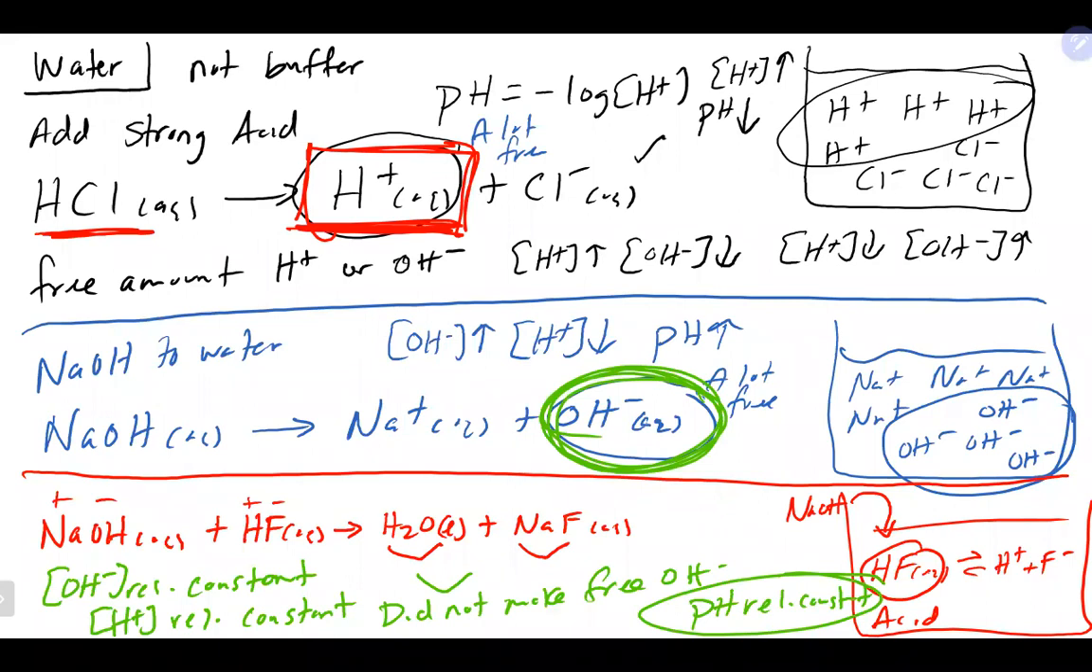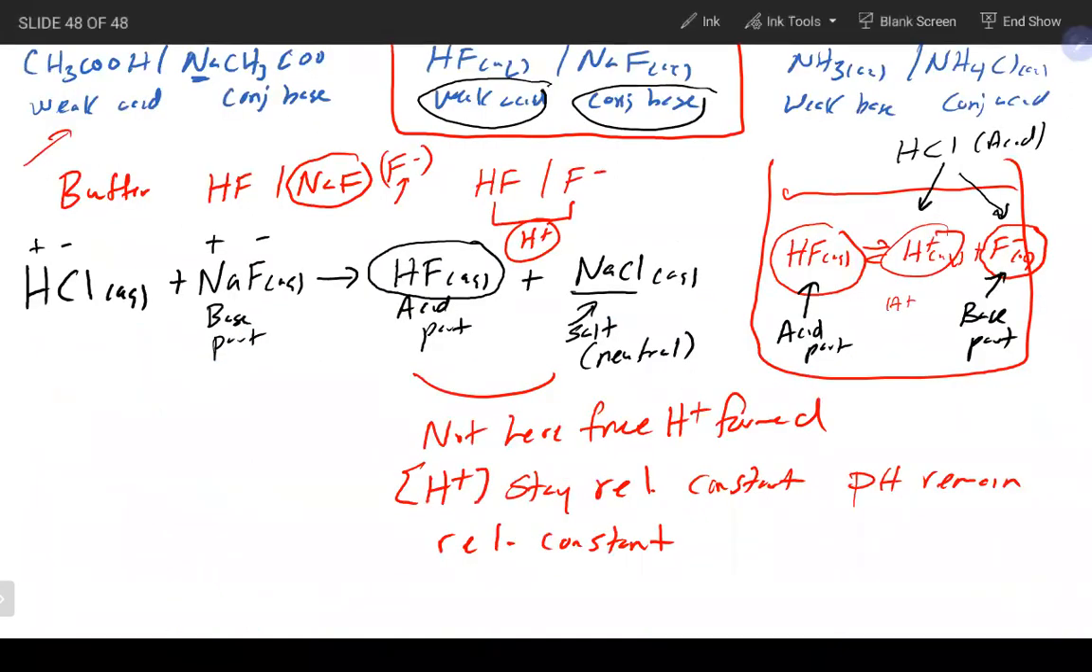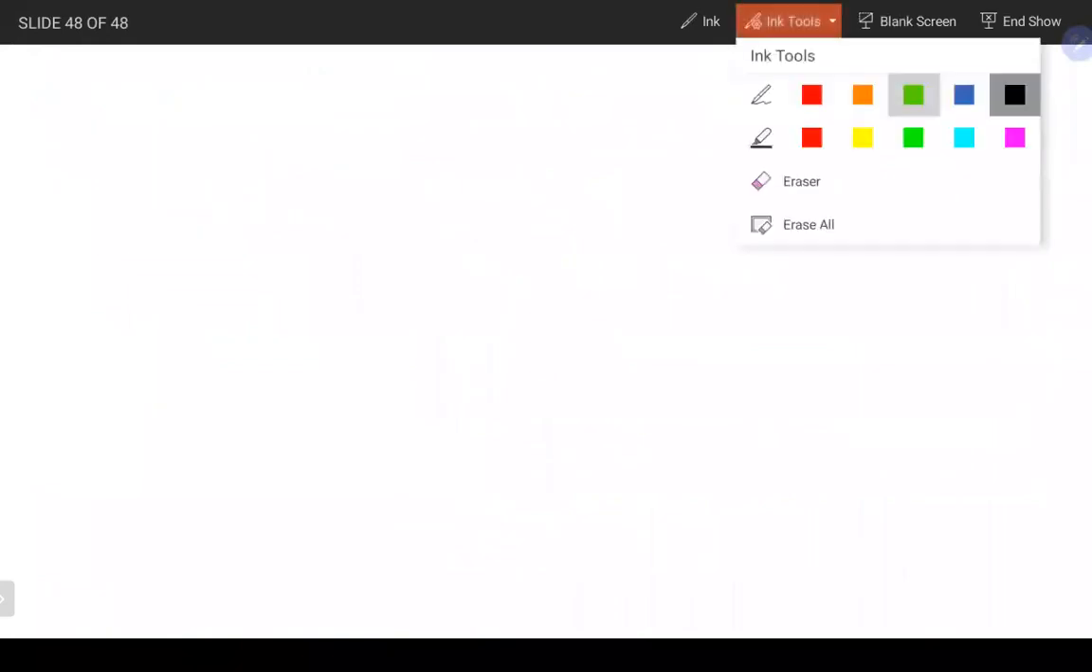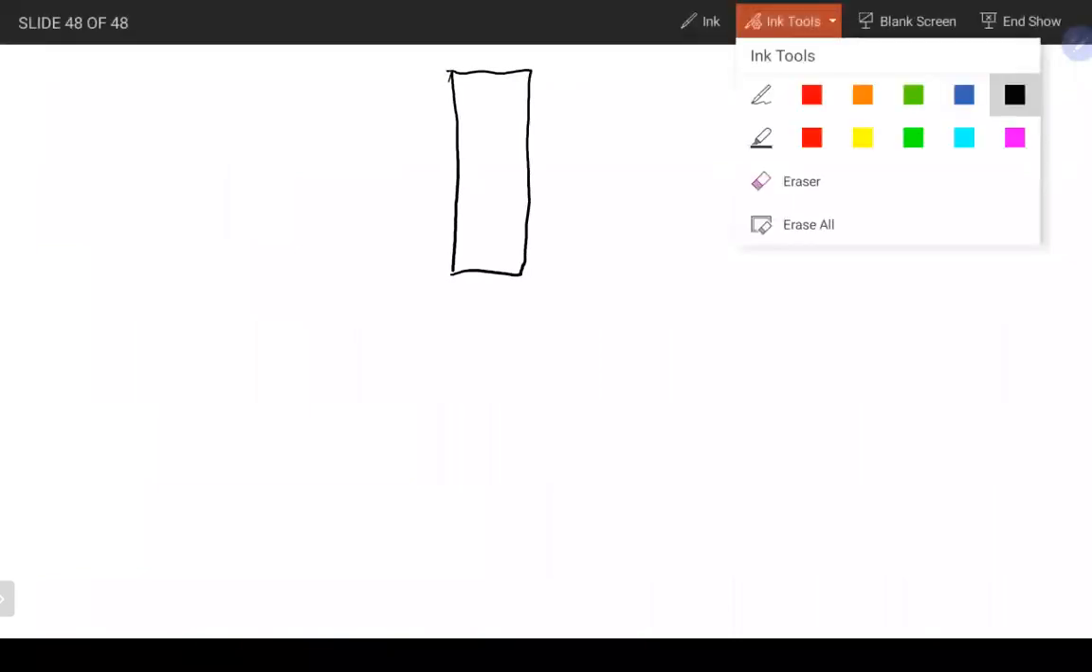So really the way a buffer is truly able to function and maintain pH is that it has an acid part and a base part. Because both of those are in the solution, when you add more acid or base to it, it is able to prevent the formation of free H plus or free OH minus, and both of those things will keep the pH relatively constant. So for example, you think of it like this. When you make a buffer, once again, you have, let's do it a little bit smaller here.